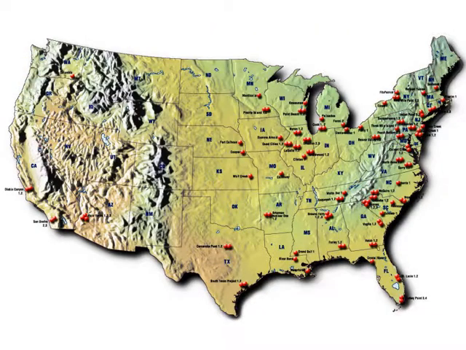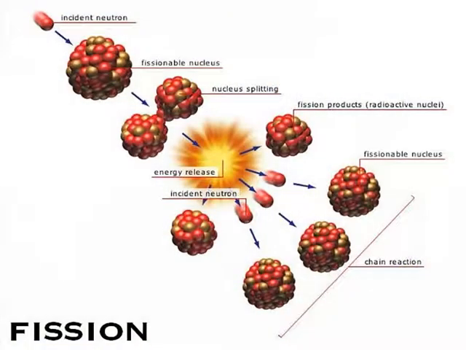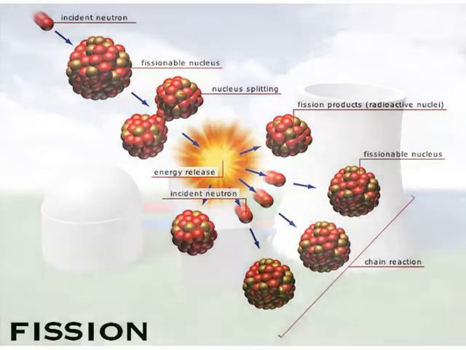Today, the USA is the world's largest producer of nuclear power. It contains 104 nuclear power reactors in 31 states. Nuclear power plants function in a very similar manner to that of traditional power plants, except that the source of energy comes from the splitting of the uranium-235 atoms instead of the burning of fossil fuels.